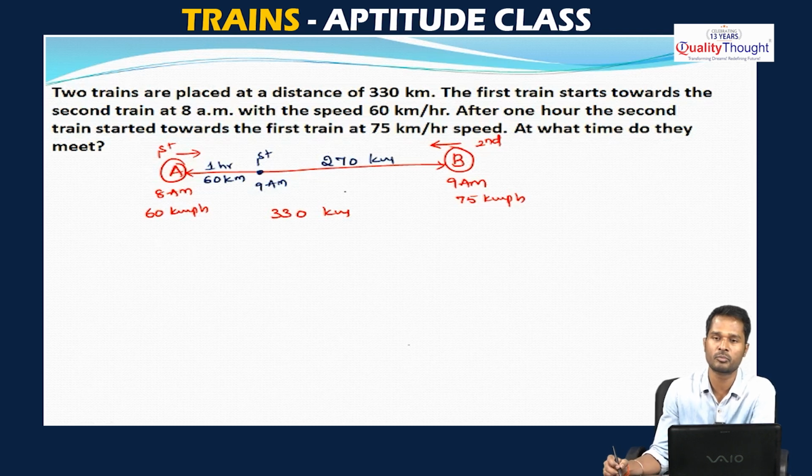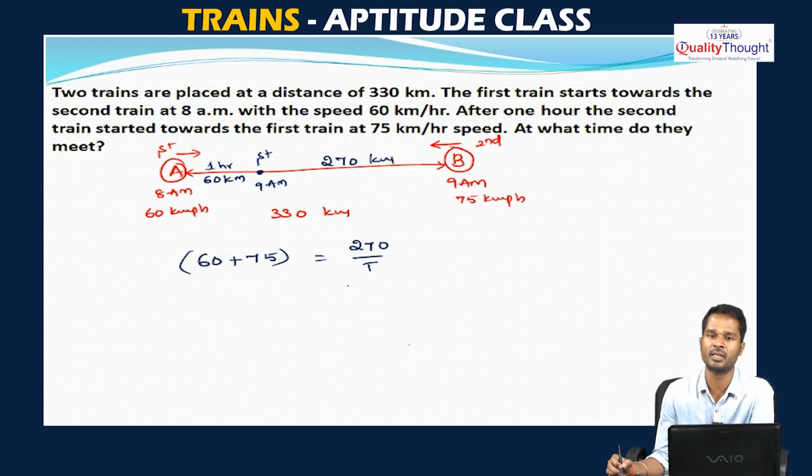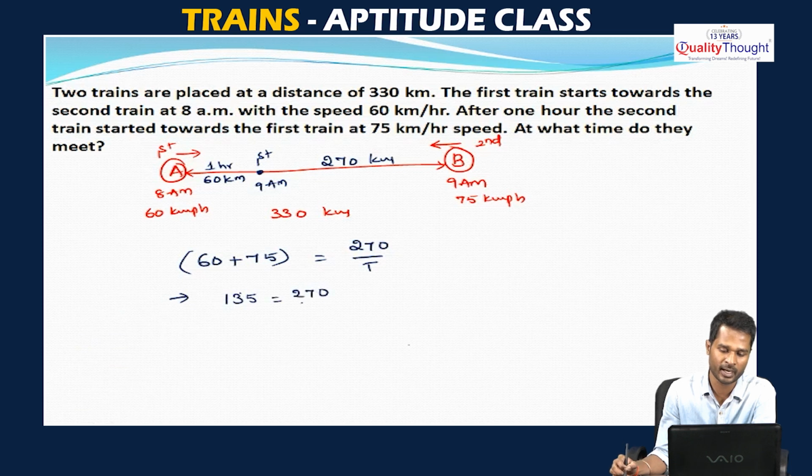Now check, as both are moving in the opposite direction, the relative speed will become 60 plus 75. The distance is 270 and time we require. Here no need to convert the speeds into meters per second because the distance is in kilometers and we will get the time in hours. So 60 plus 75, that is 135, is equal to 270 by t. So 135 ones are 135, 135 twos are 270, that is t is equal to 2 hours.